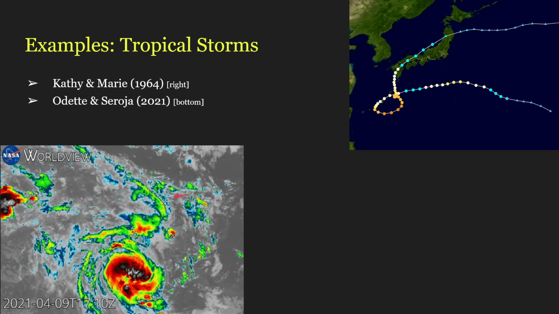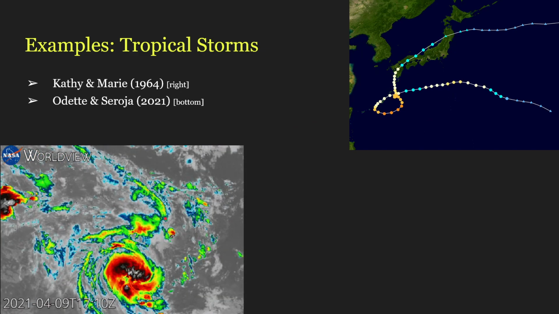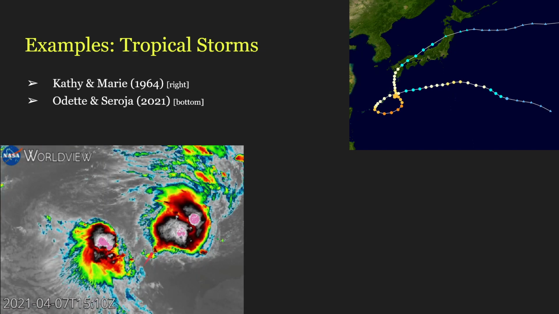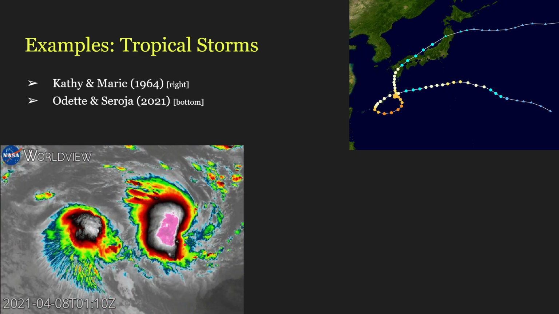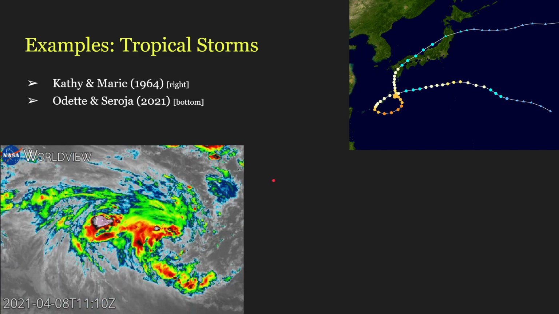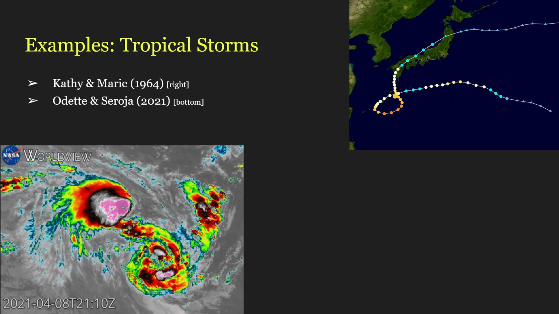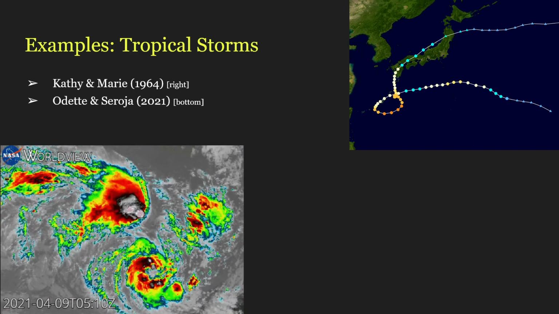Then down here at the bottom, we have Odette and Seroja in 2021. We see them interacting with each other, almost doing a complete 180 with their positions. And again, as far as I know, it does seem to be more common with tropical storms.